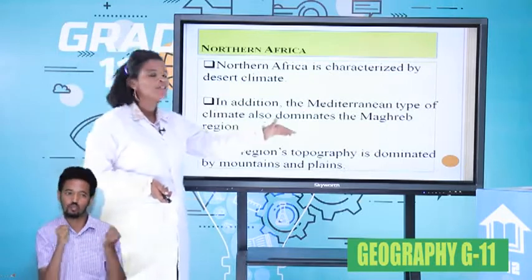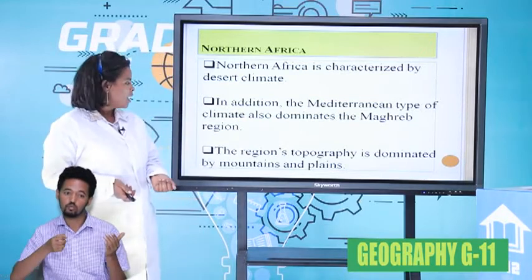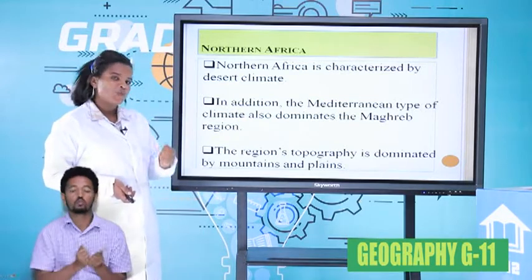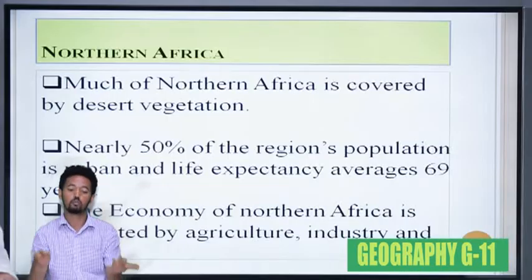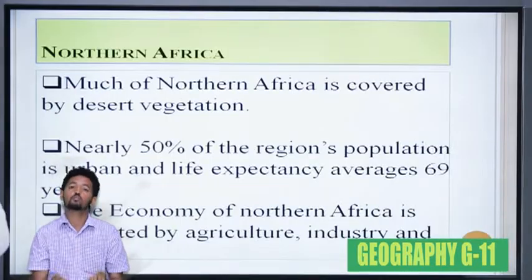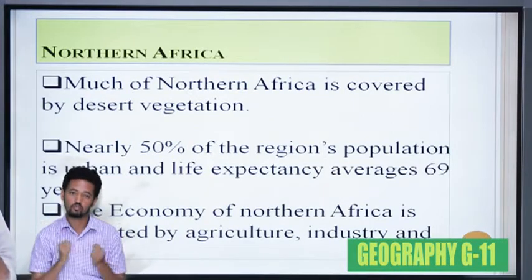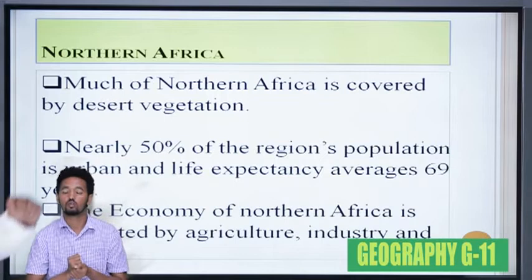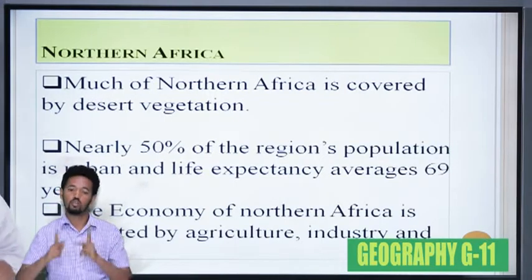The Maghreb region is dominated by Mediterranean climate. The region's topography is dominated by mountains and plains. Much of Northern Africa is covered by desert vegetation. Nearly 15% of the region's population live in urban areas.